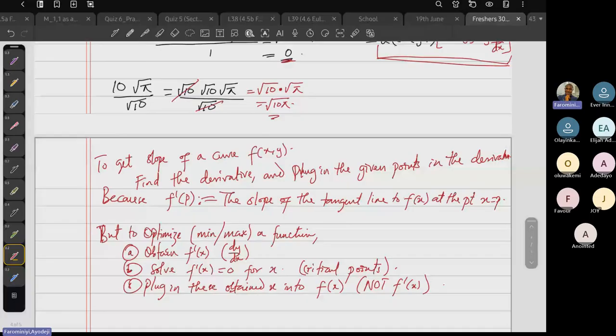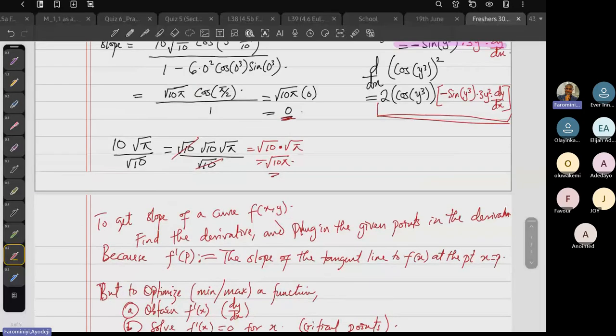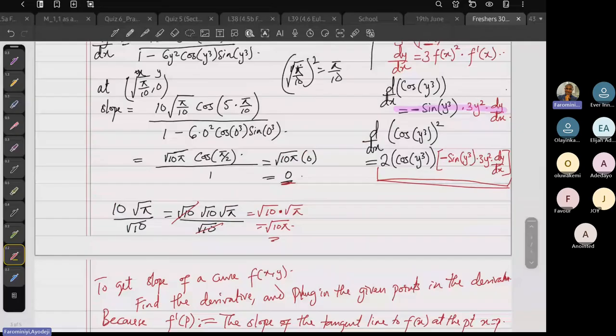So when you are doing minimum or maximum, you plug back into the original function and not into the derivative. Unlike when you are looking for the slope, you plug the given x and y inside the derivative. Is that clear now?